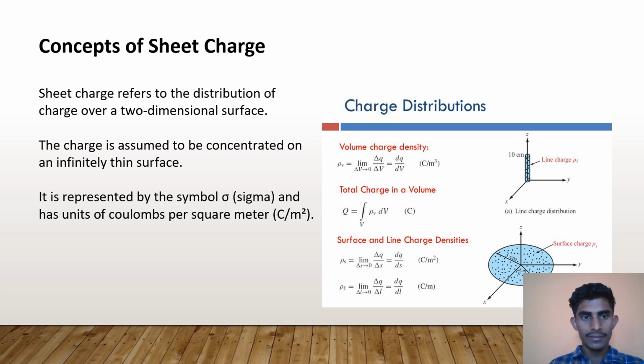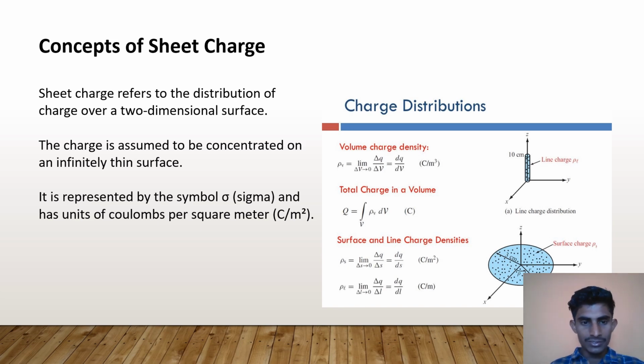Next, the concept of sheet charge. Sheet charge refers to a distribution of charge over a two-dimensional surface. In the line charge, we have the charge along one dimension. Here we have the charge over a two-dimensional surface, and that is called the sheet charge. The charge is assumed to be concentrated on an infinitely thin surface.